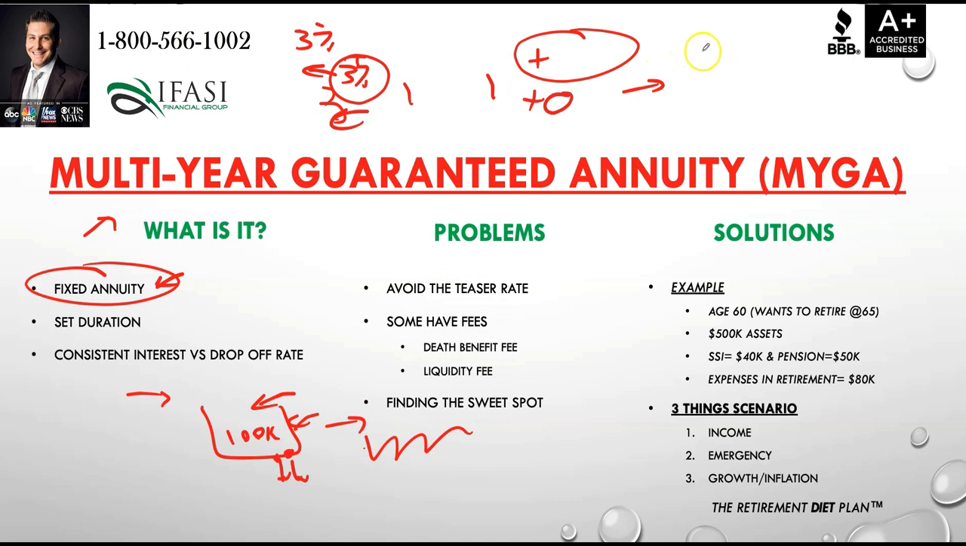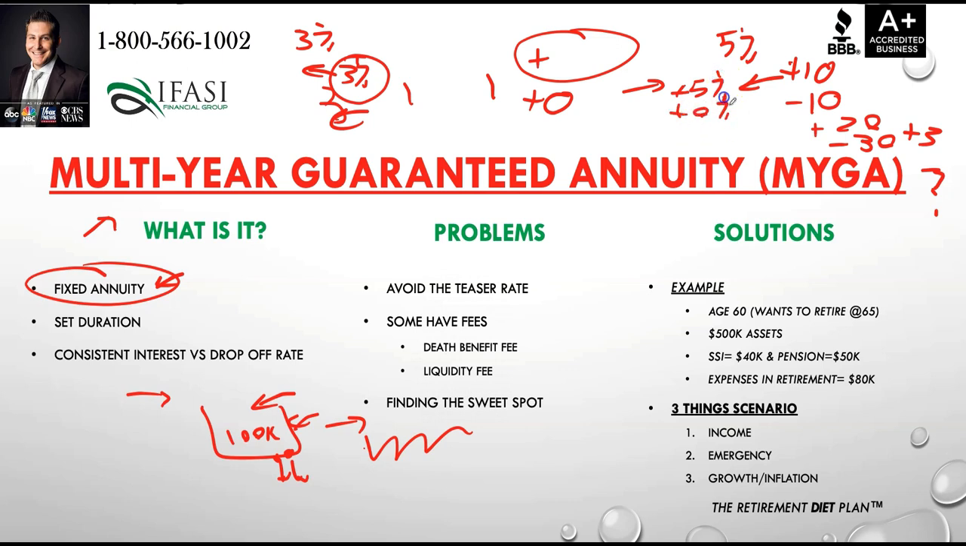Now with a fixed index, let's say you had a 5% cap on your account, and the index gained 10%, and then it lost 10%, and then it gained 20%, and then it lost 30%, and then it gained 3%. What does this look like from a crediting standpoint? Well, with a fixed index annuity, you would have received a plus 5% the first year, then a plus 0, then a plus 5%, then a plus 0, and then a plus 3%.